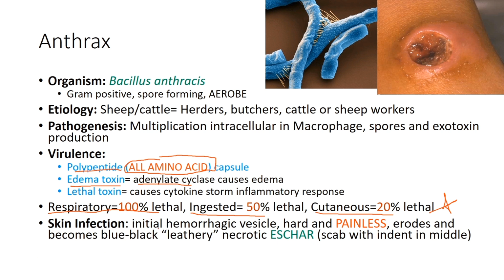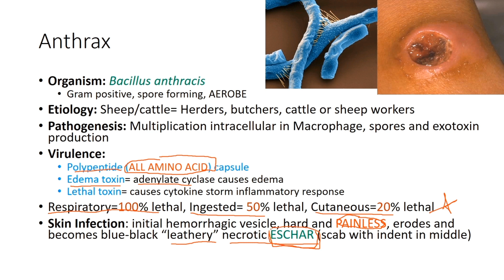So skin infections. What happens is you have this initial hemorrhagic vesicle. It's all bubbly, and eventually it gets hard and it's painless. This person has a painless ulcerative lesion. So it's a hemorrhagic vesicle, it's hard, it's painless, then it erodes and pops open, similar to this guy. You have a bunch of necrotic tissue, usually black or blue inside. It can become very leathery, dry and necrotic. This is what we call an eschar. An eschar is a dark, ulcerated, indented lesion with necrotic tissue. That is the description of an eschar.